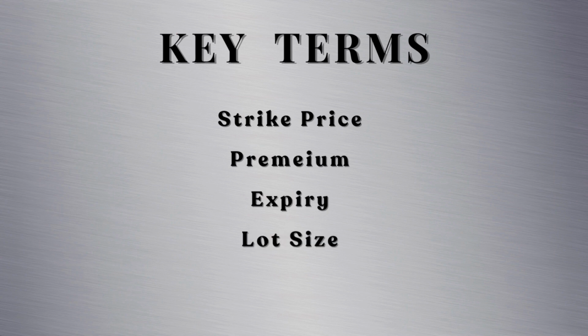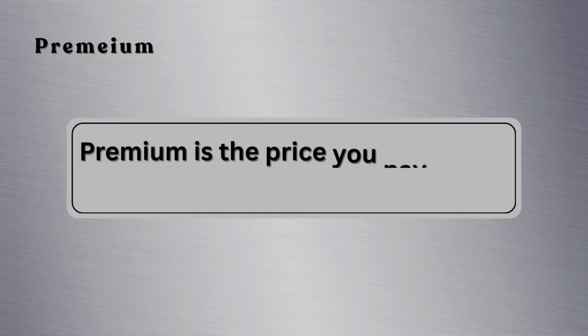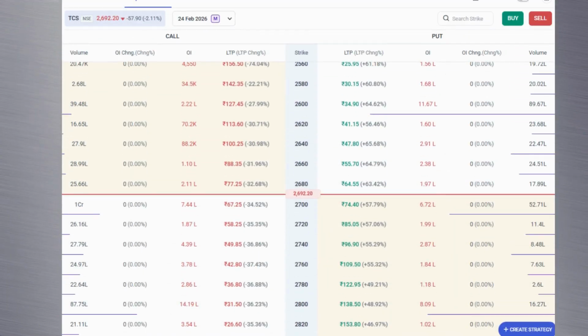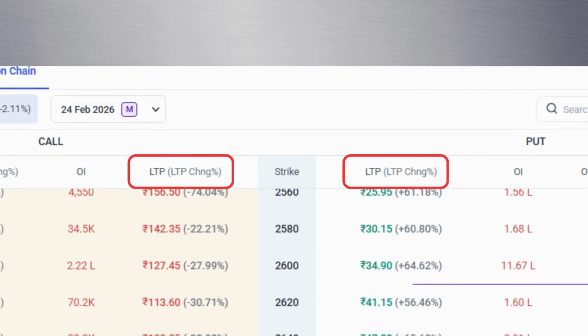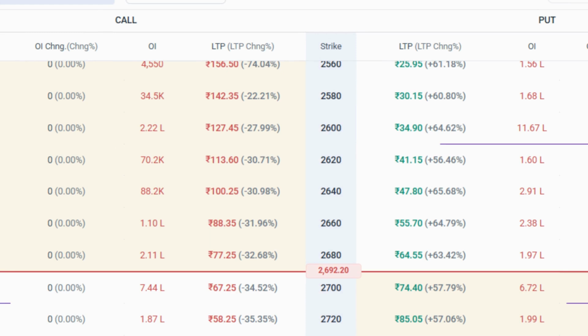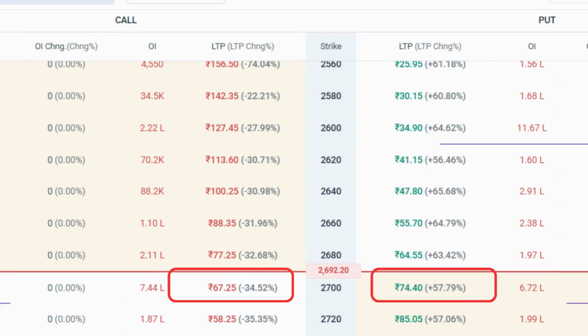Now let us move to premium. Premium is the price you pay to buy the option contract. It is not the price of the stock. It is the price of the option itself. In the screen, premium is shown as LTP. For example, at strike 2,700, the call option premium is 67 rupees and 25 paise. The put option premium at the same strike is 74 rupees and 40 paise. If you want to buy the 2,700 call, you must pay 67 rupees and 25 paise per share.